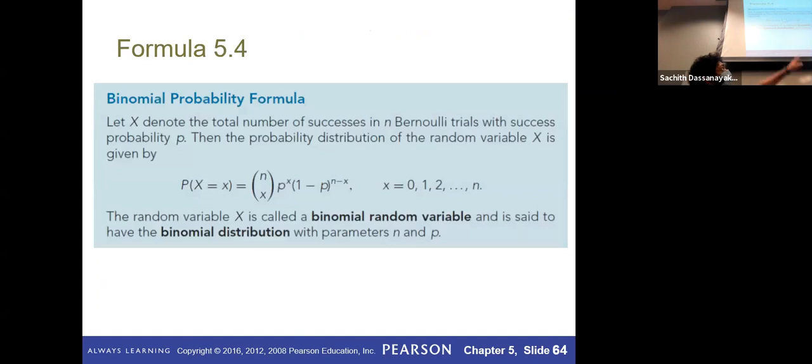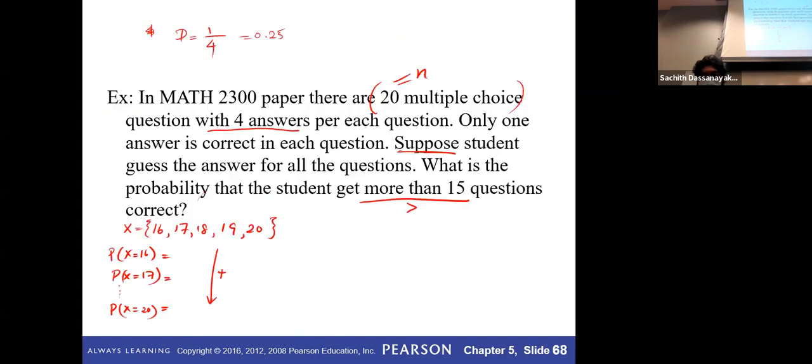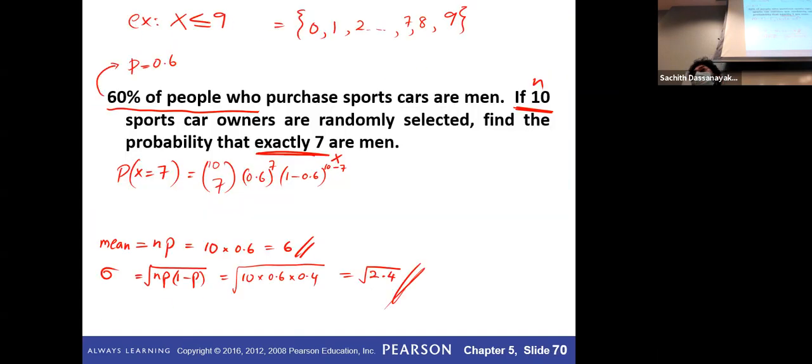See, X starts from 0, right? X starts from 0. So 0 is included. Okay, so don't forget it. So in that case you have to find x equals 0, x equals 1, 2, 3 up to 9.